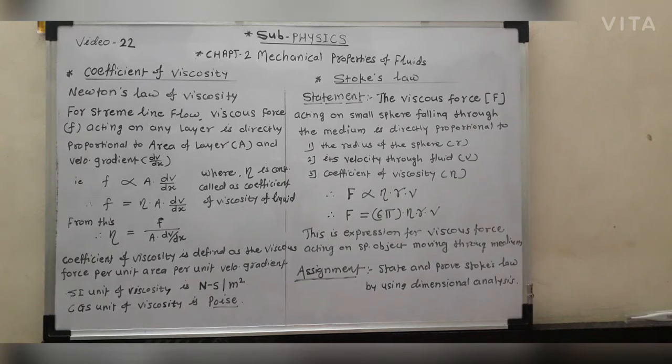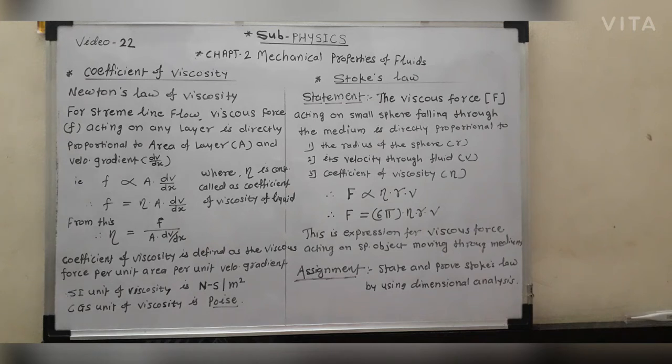Also, the coefficient of viscosity for air at 0 degrees, for example, is 0.017 into 10 raised to minus 3 in SI units, Newton second per meter square. At 40 degrees, that is, when the temperature increases, it is 0.019 into 10 raised to minus 3. That means the coefficient of viscosity changes with temperature.